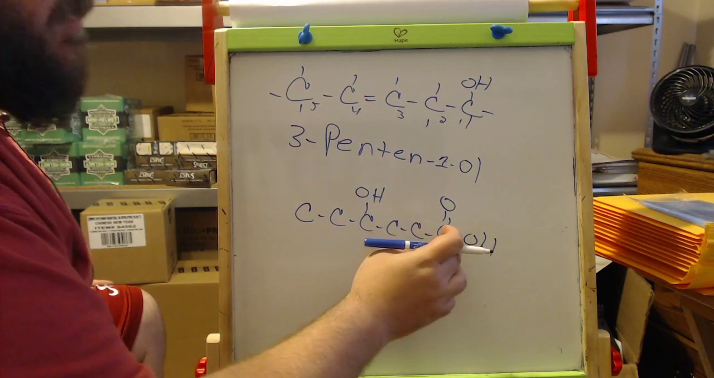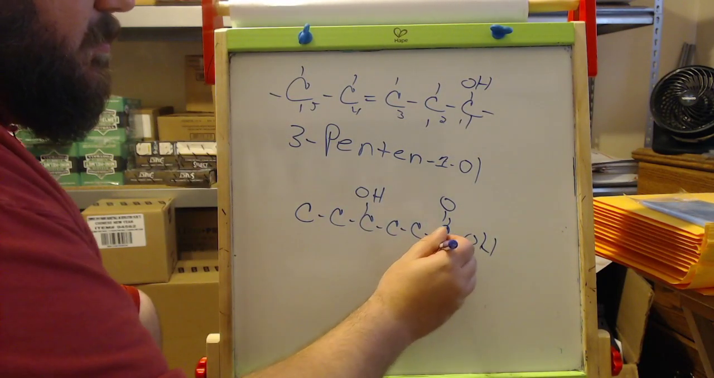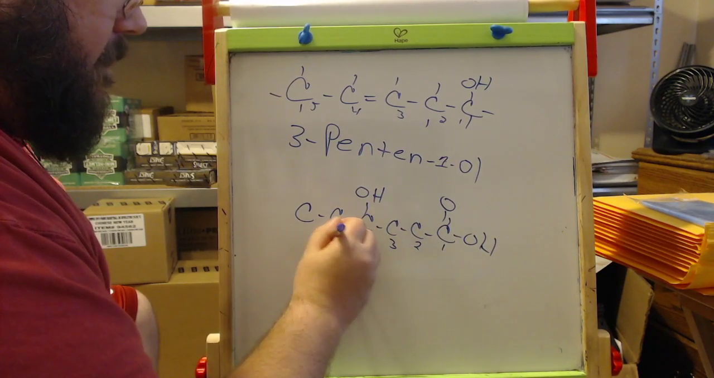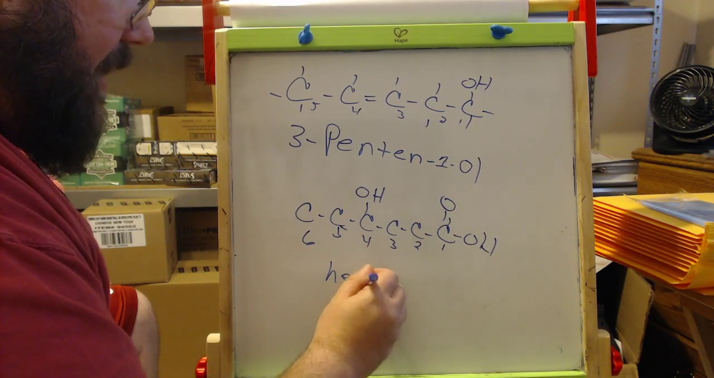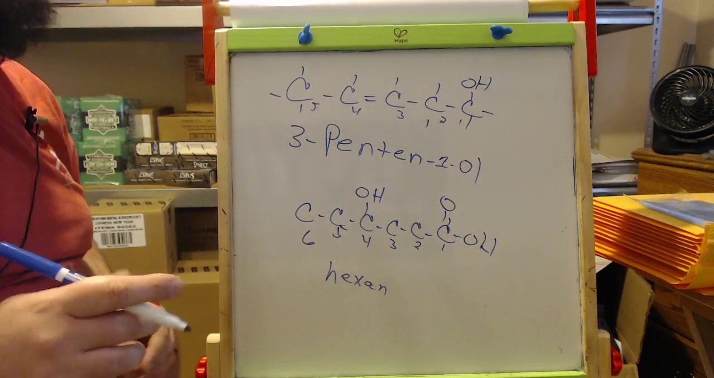So I count up my number of carbons: 1, 2, 3, 4, 5, 6 carbons, from right to left. Now, 6 is hex. They're all singly bonded, so hexan. Is it hexanoic acid or is it hexanol?